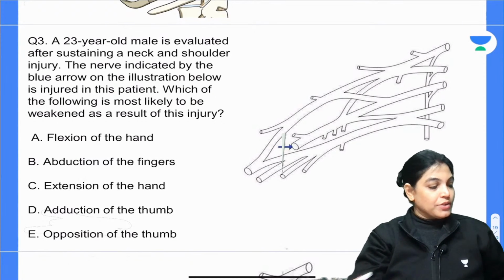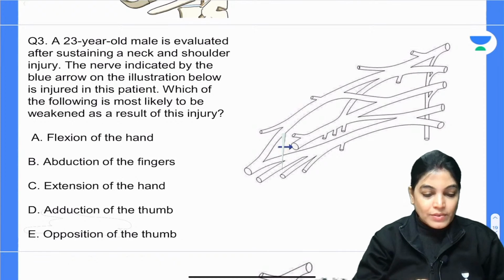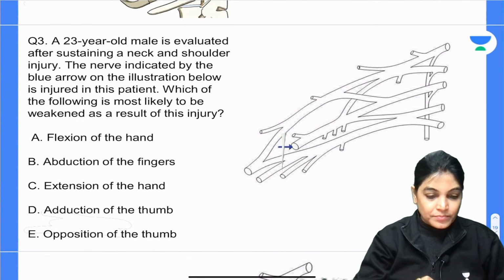So which is the correct answer according to you? Please mark the correct answer. Your time starts now. Please mark the correct answer.